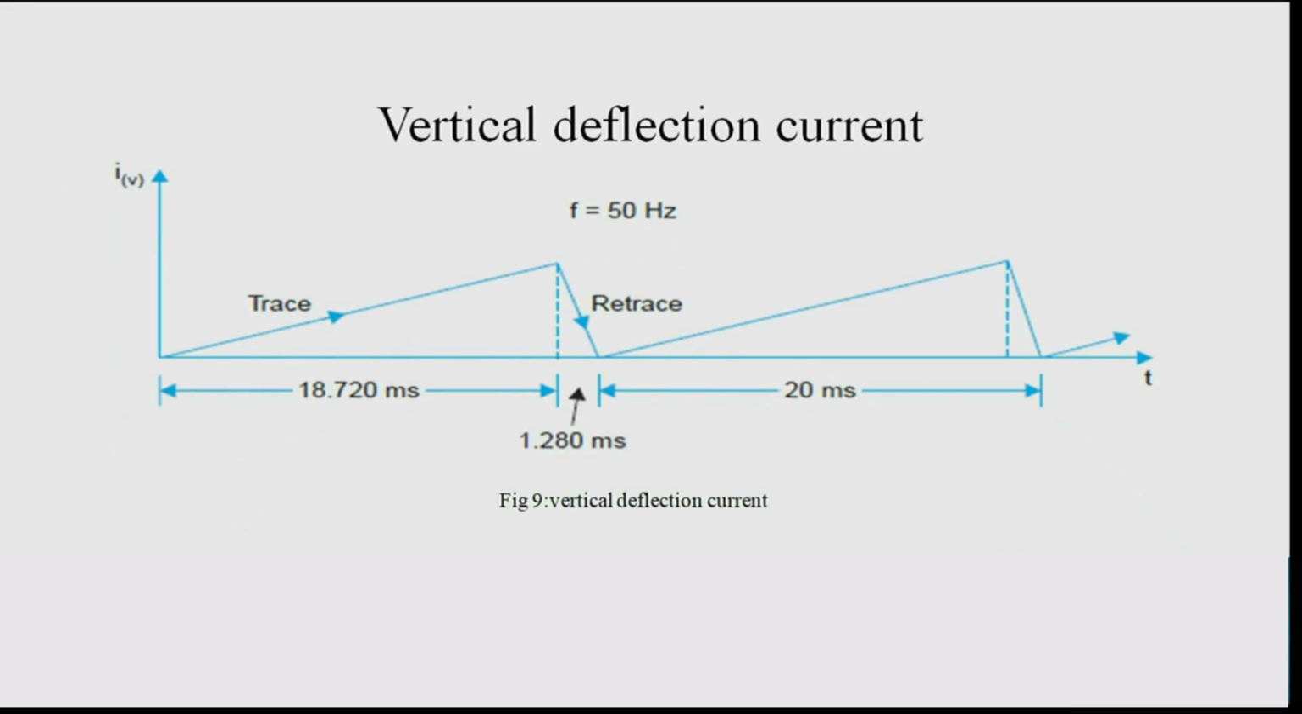For the vertical deflection current, the trace requires 18.720 milliseconds, and the retrace requires 1.280 milliseconds. Therefore, for the total time required for trace and retrace, we have to add them. The total time is the trace plus retrace period, that is 18.720 milliseconds plus 1.280 milliseconds, which becomes 20 milliseconds, and from this time period we calculate the frequency, that is 50 Hz for the vertical deflection current.